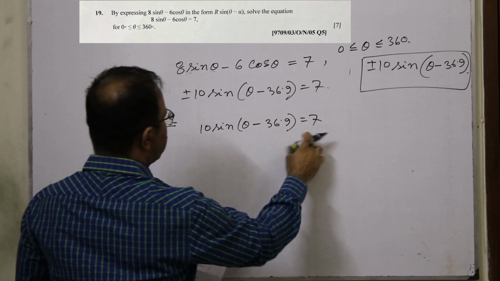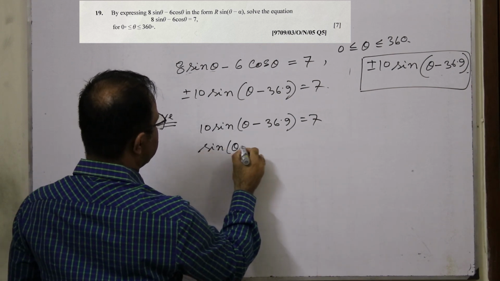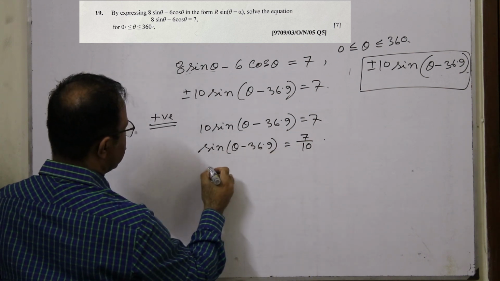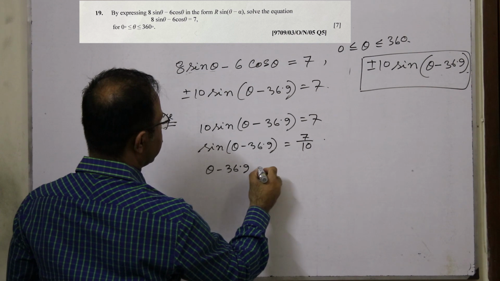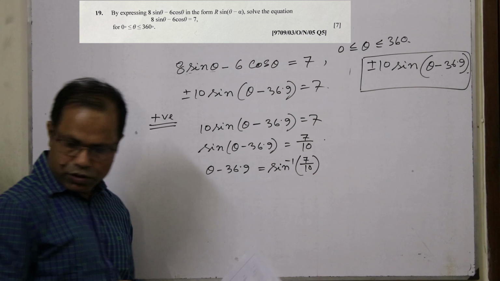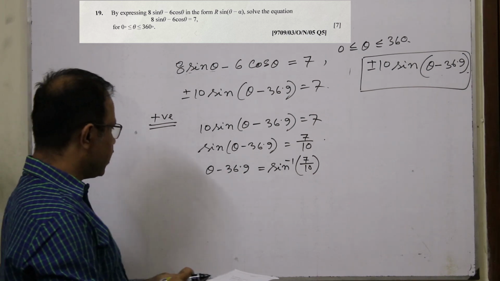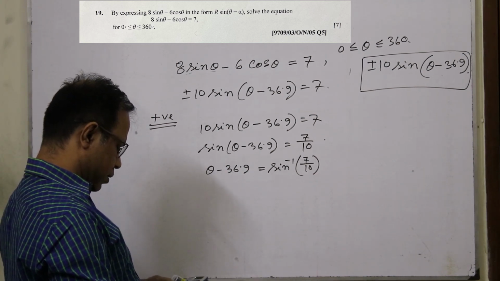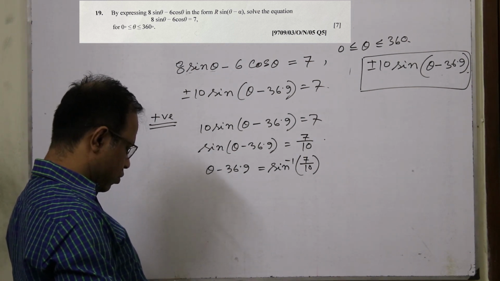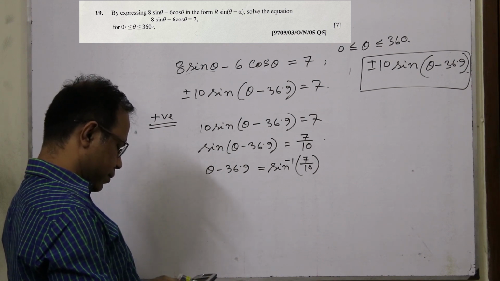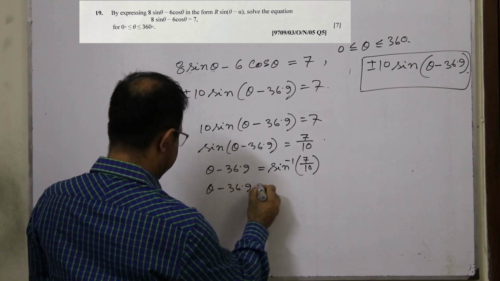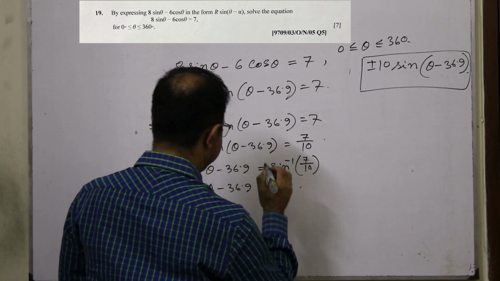Okay, now we solve this one. Sine of theta minus 36.9 equals 7 over 10. So theta minus 36.9 equals sine inverse 7 over 10. If we use a calculator, sine inverse 7 over 10, the angle is 44.4. So theta minus 36.9 equals 44.4.